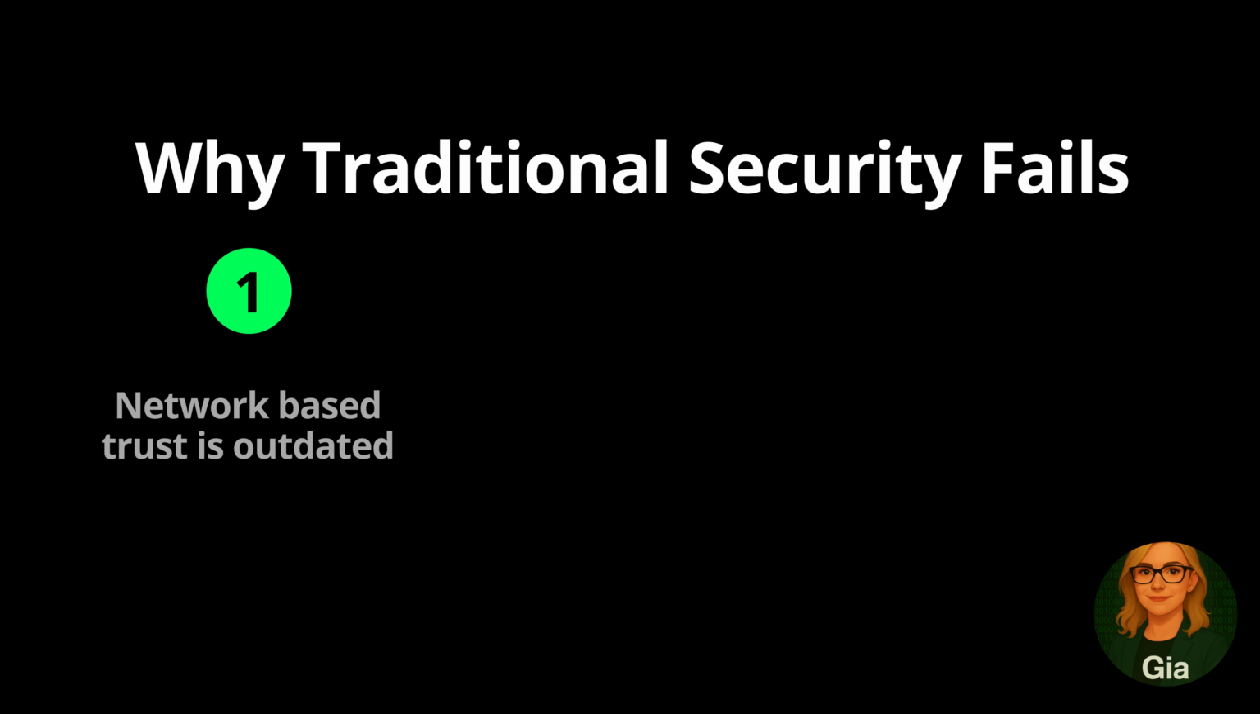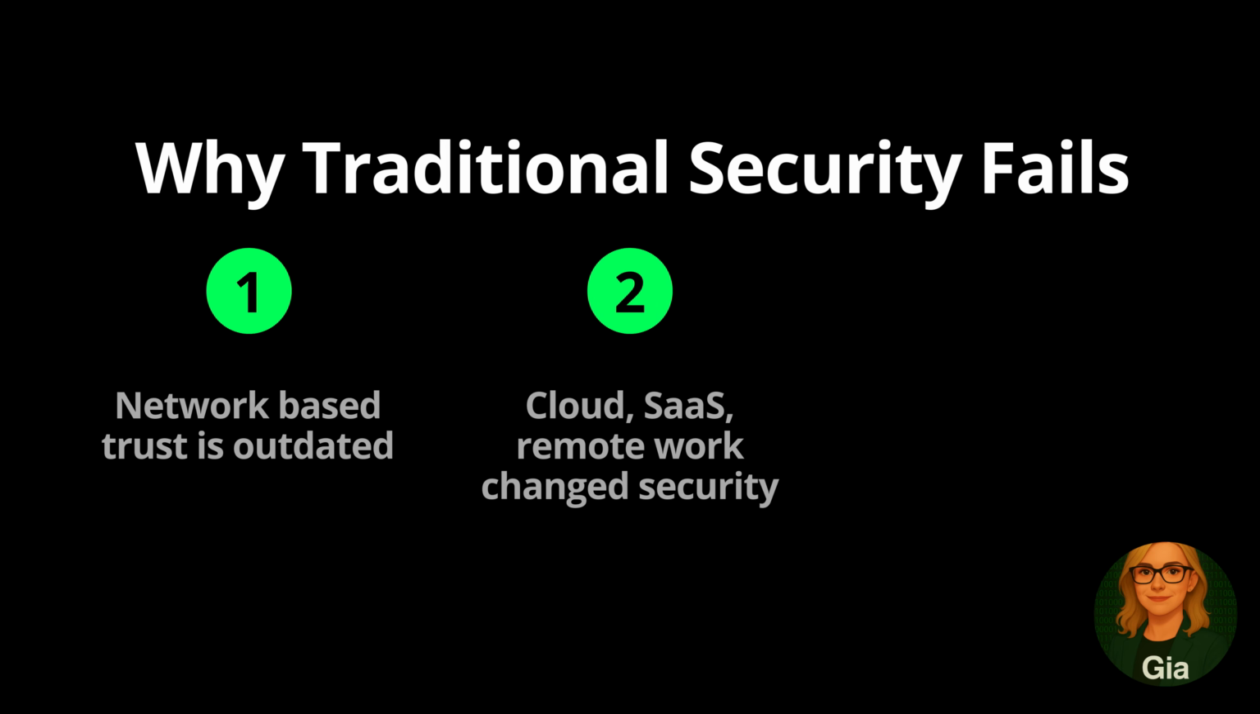Traditionally, security was built around a trusted internal network and an untrusted external one. Once someone was inside the network, they were largely trusted, and anything outside could not. But today, users work remotely, applications live in the cloud, and data is accessed from anywhere. Network location alone is no longer a reliable signal of trust. Zero Trust removes that assumption entirely.